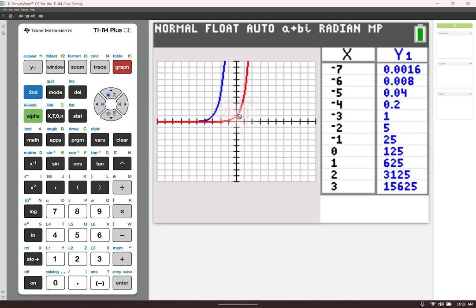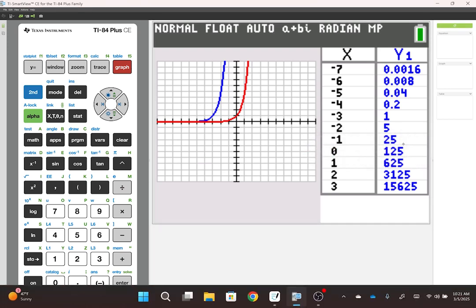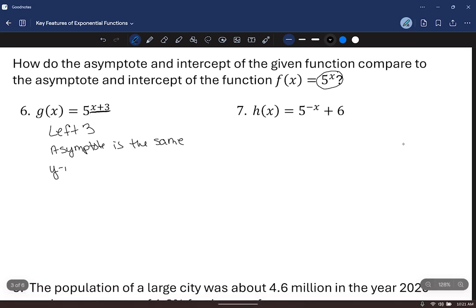So my intercept was at 1. Now, if you look at your blue graph, when x is 0, y is 125. So we went from 1 to 125. So the y-intercept changed from 1 to 125.